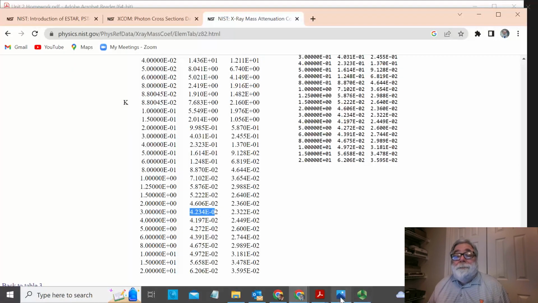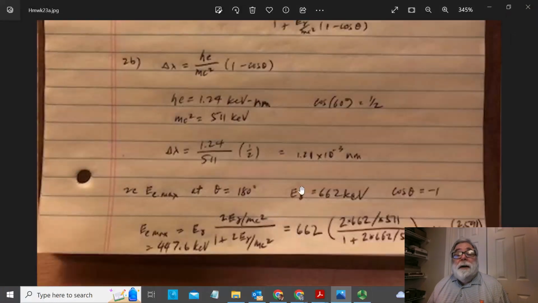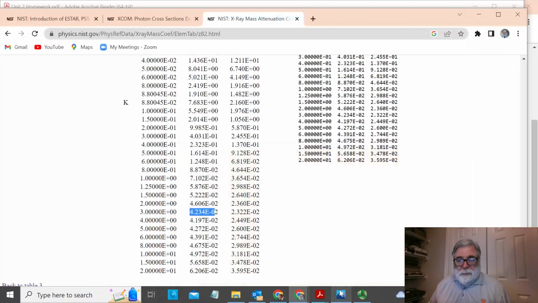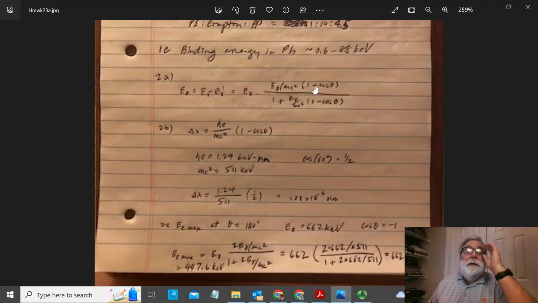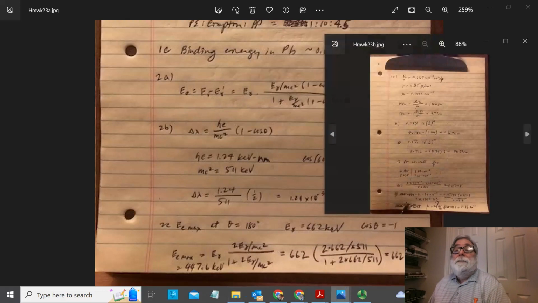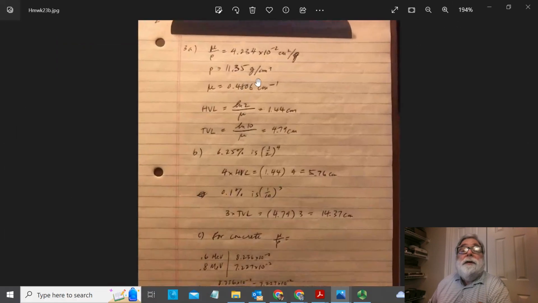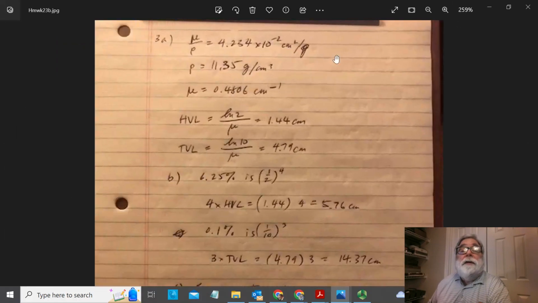So let's go to our homework. I'm going to go to the next slide on this. Next homework. Let's find it. So page B. The mass attenuation coefficient is 4.234 times 10 to the minus 2. That's what I just looked up.